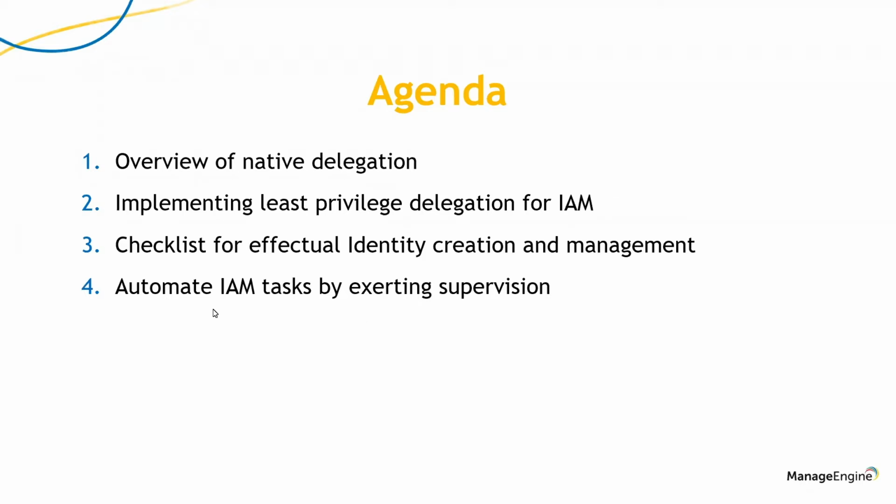It's not like you automate and then sit back. You automate, and at the same time, if it involves crucial actions like disable or delete or whatever it is, how do you exert supervision? So only when the admin says yes, the action will take place in Active Directory or Office 365. How to do that? All right, let's start with delegation here.